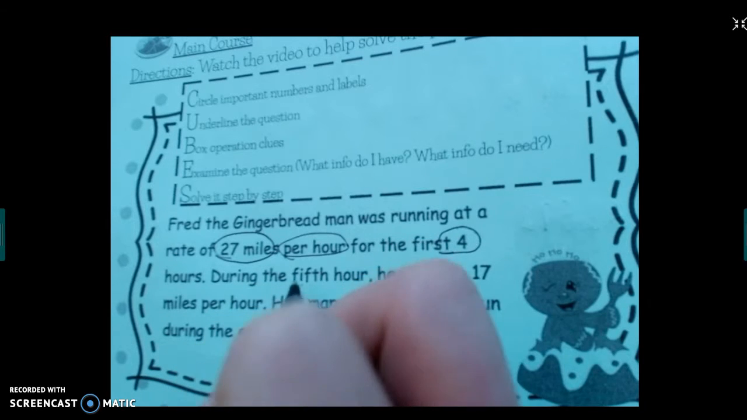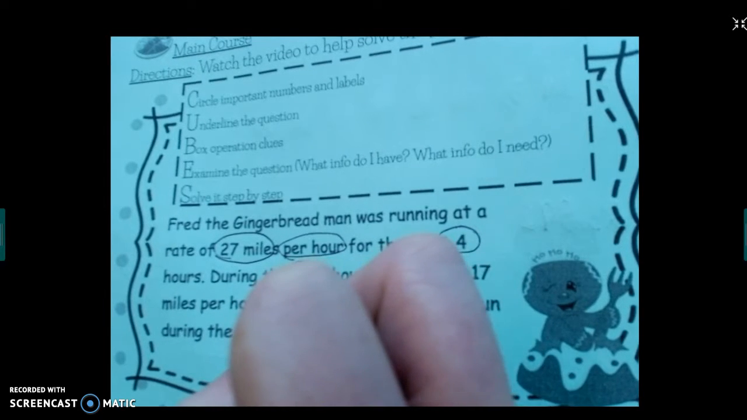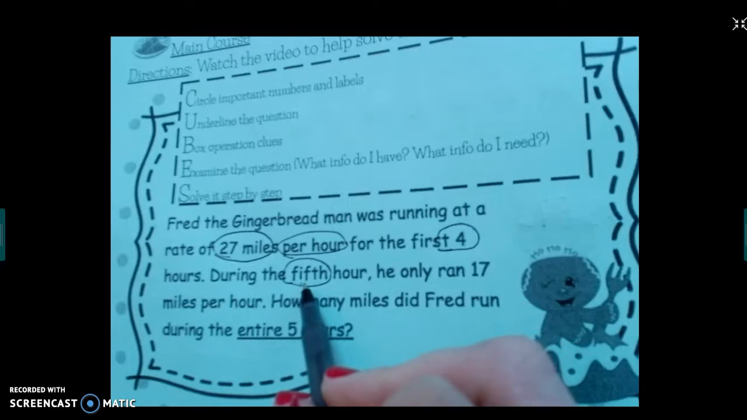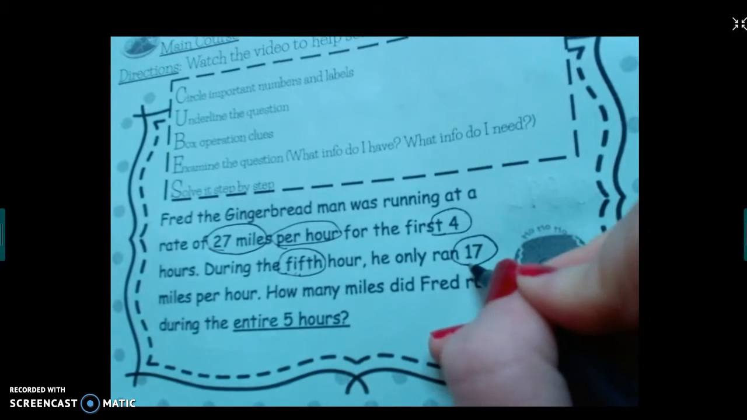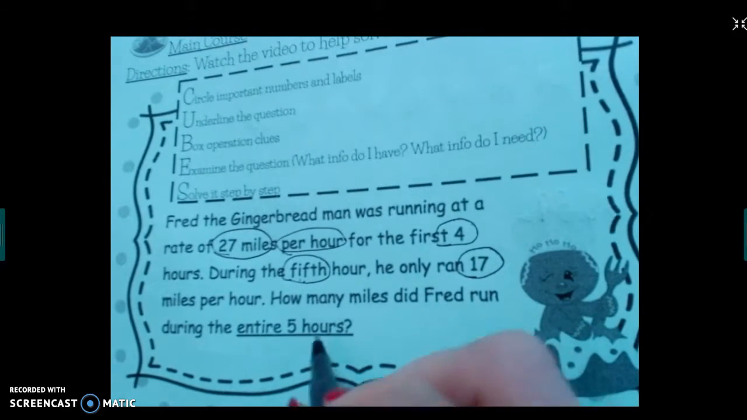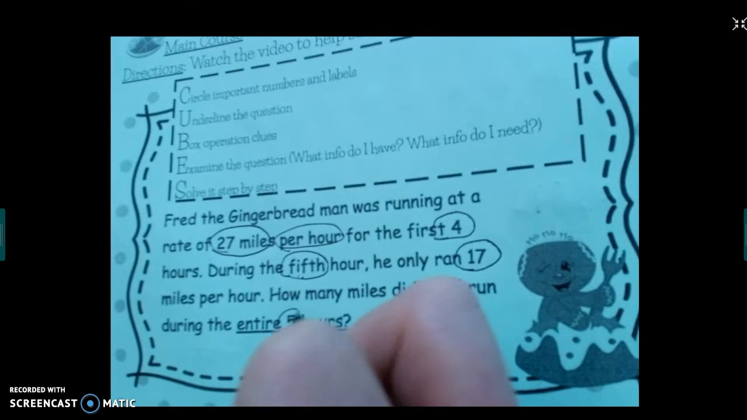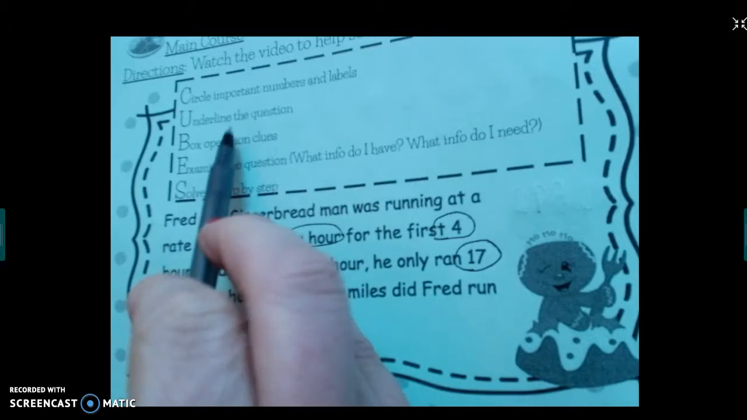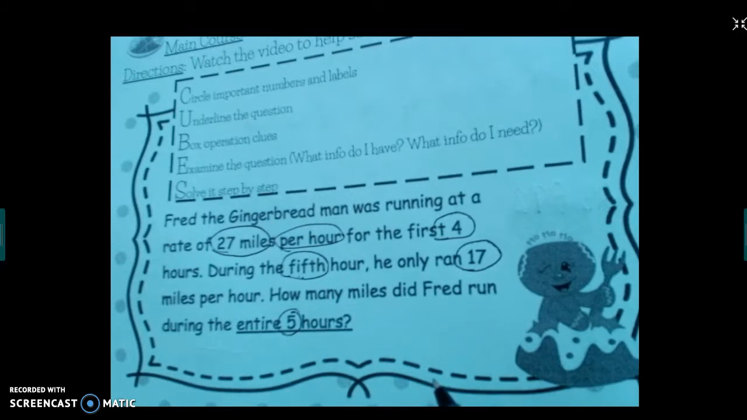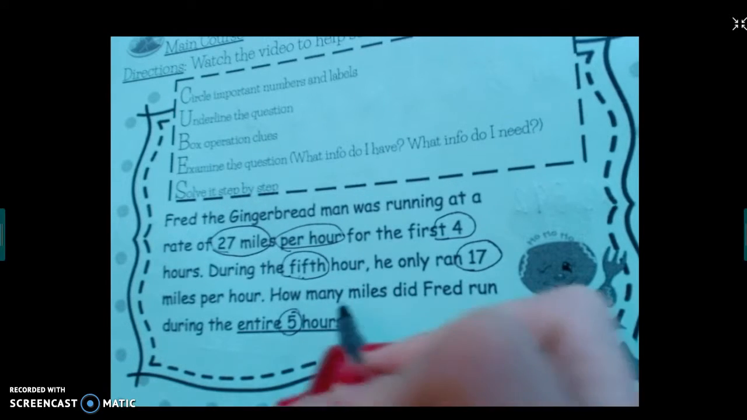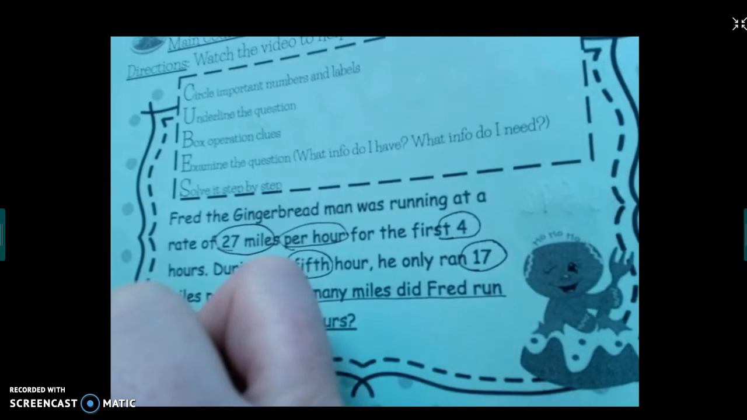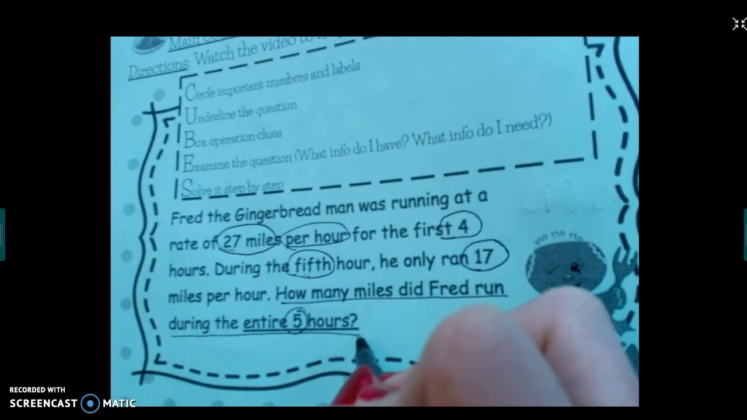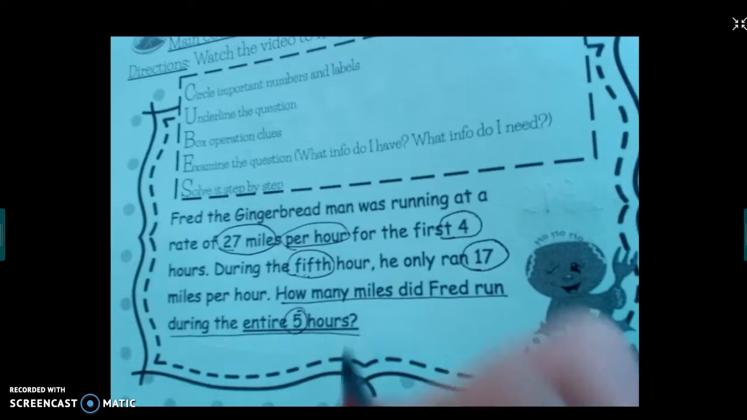And you really want to make sure that you look for numbers written in word form too. 5th hour, he ran 17 miles per hour. How many miles did he run during the entire 5 hours? Then we're going to underline the question. The question is usually the very last thing in a word problem. How many miles did Fred run during the entire 5 hours?